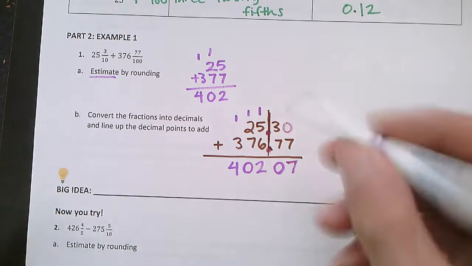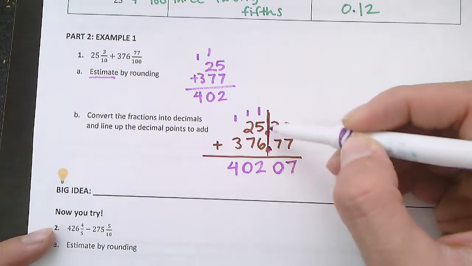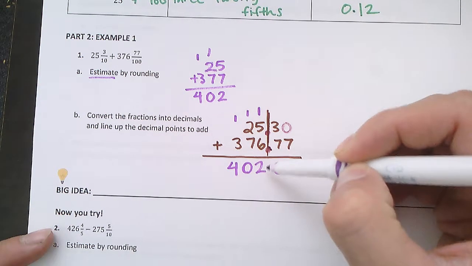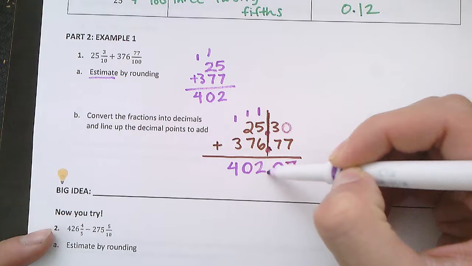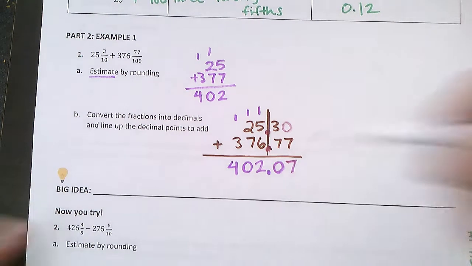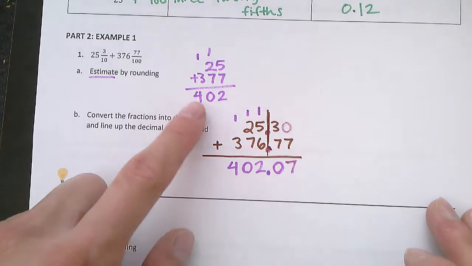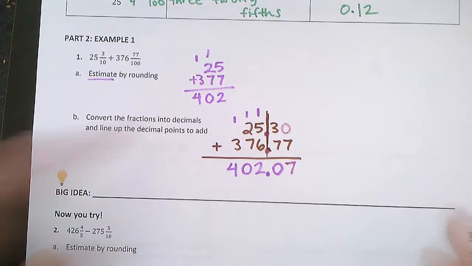And then, if you did this correctly and it's all lined up, you just bring the decimal straight down. So that would be right here. And you can double check, is our actual answer very close to the estimate? Yep, very close.